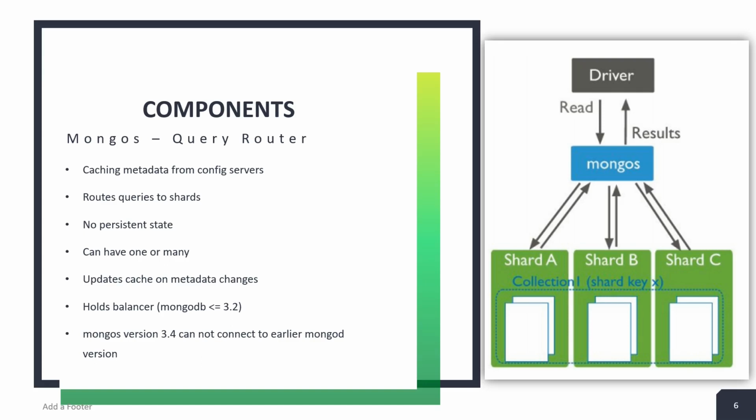And mongos was holding the balancer process up until version 3.2. So a mongos 3.4 version cannot connect with earlier MongoDB versions.